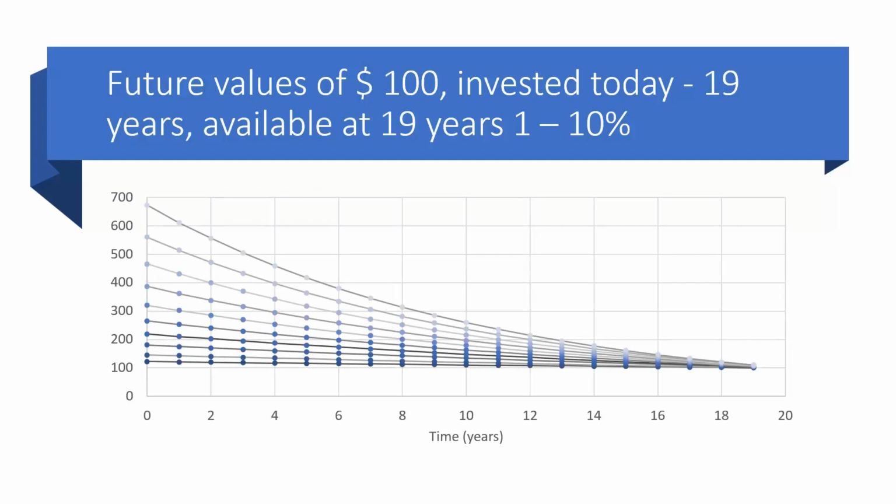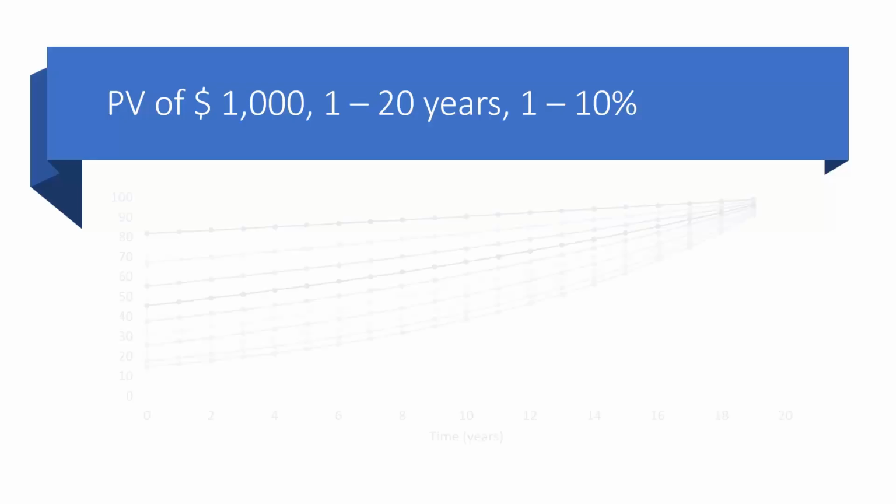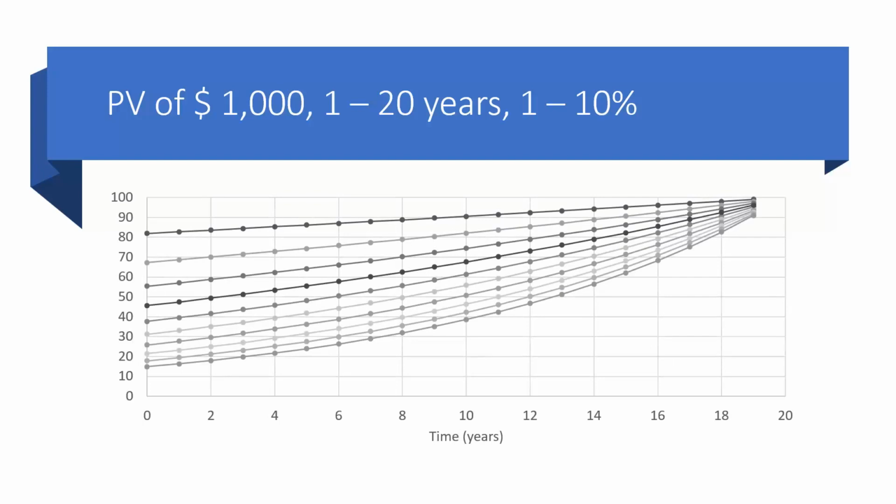So this is the future value. We did the present value. So let's go to the present value. Here we go. That's the present value. So the present value of all of these is available, as you can see. As the rate goes up, we just need to start with a smaller and smaller amount to reach $100 in 20 years. So that's this graph.